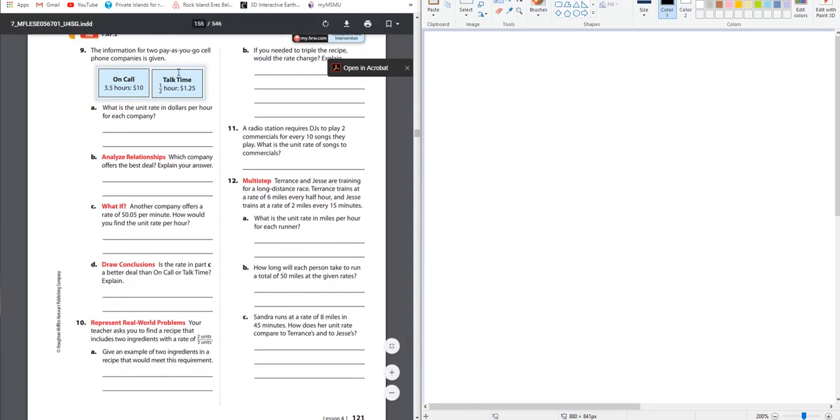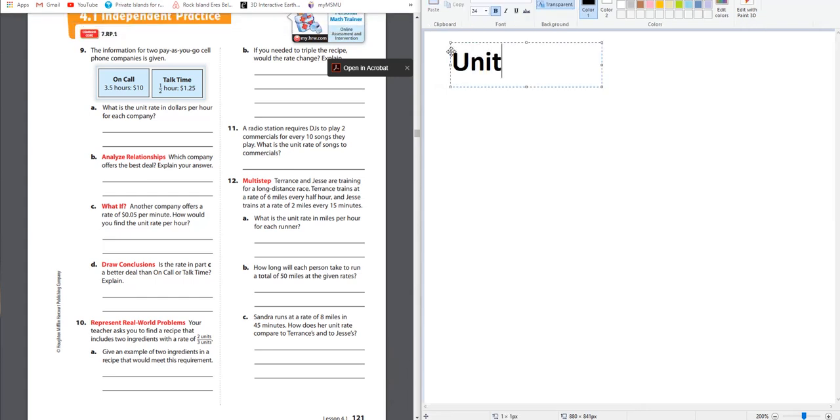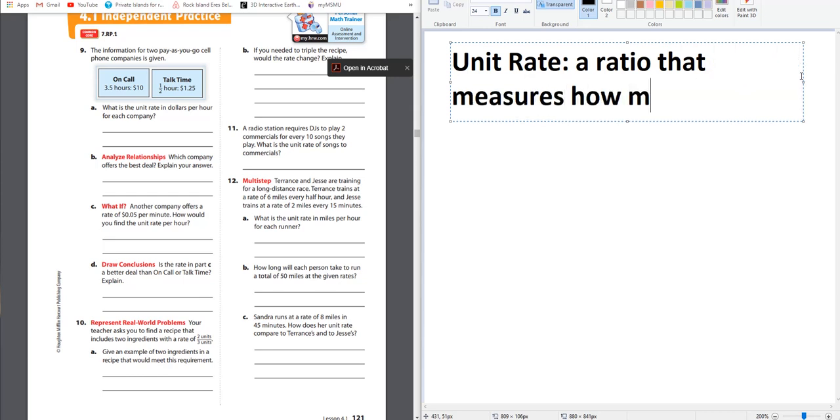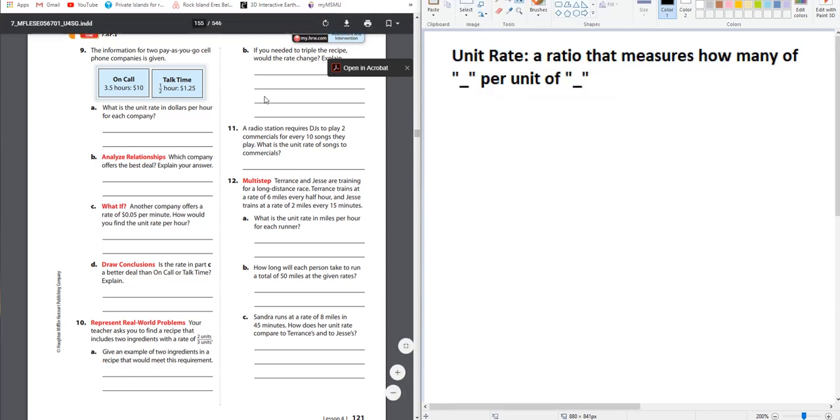So here, the main thing you need to know is that a unit rate, let me write this down here. A unit rate is a type of ratio. It's a ratio that measures how many of something per unit of something else. So for example, here, oh, this is way too big. Let me make that smaller. There we go. So here we have on-call and talk time.